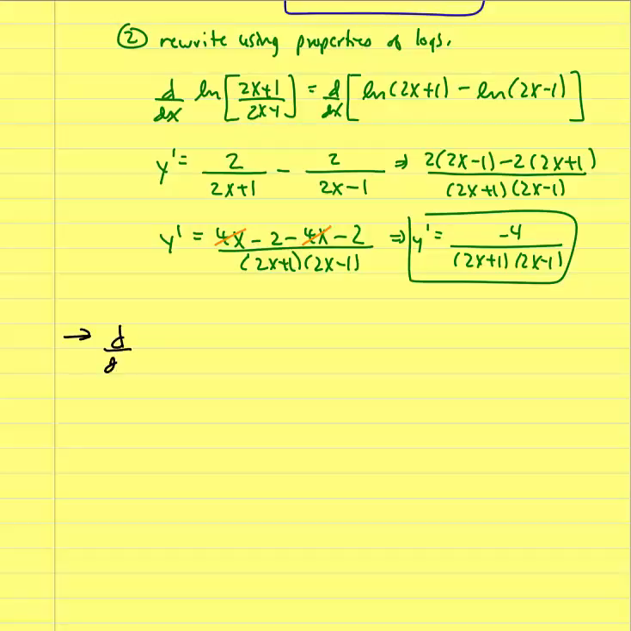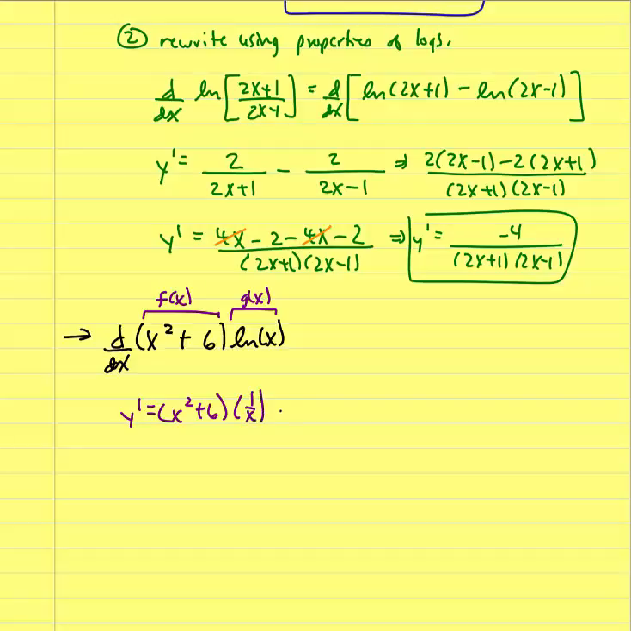Let's look at a problem where we're talking about the derivative of the natural log, but we end up using the product rule. So let's do x squared plus 6 times the ln of x. So this is a product rule. Here's my first function. Here's my second function. So my y prime, if you remember the product rule, would be the first times the derivative of the second plus the second times the derivative of the first.